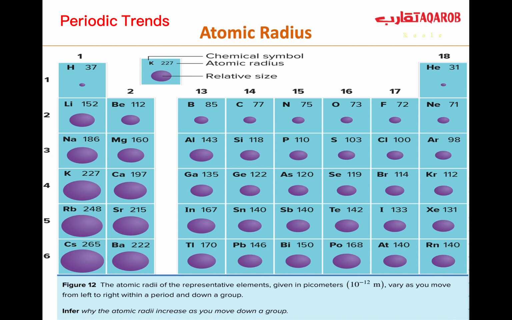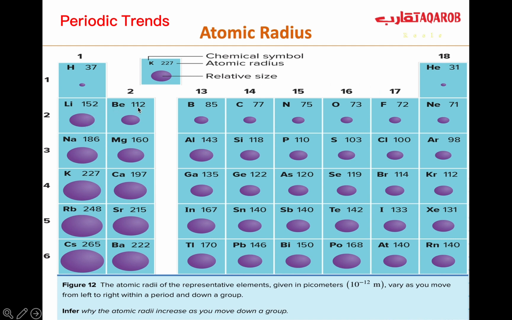So, this is the periodic table, Figure 12. As you see here, as you go from left to right within the same period, for example period 2, from lithium, beryllium, and so on, the size of the atom will decrease. So the atomic radius is decreasing too. As you go from left to right in the same period, the size decreases, so the atomic radius decreases.